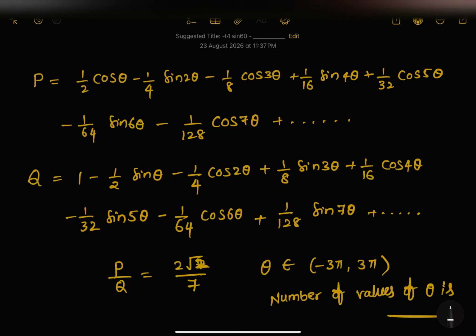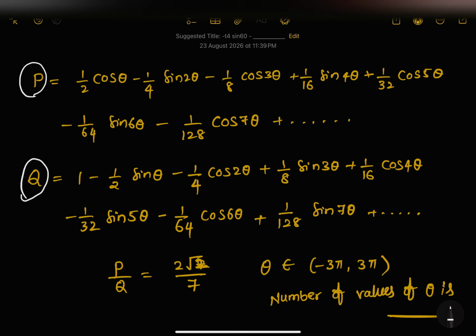Hey guys, I'm back on the channel with a crazy question. So the question that you see on the screen is taken from the question papers of one of the coaching institutes. I was casually solving the question paper and then I encountered this monster. So you see two expressions here, P and Q.